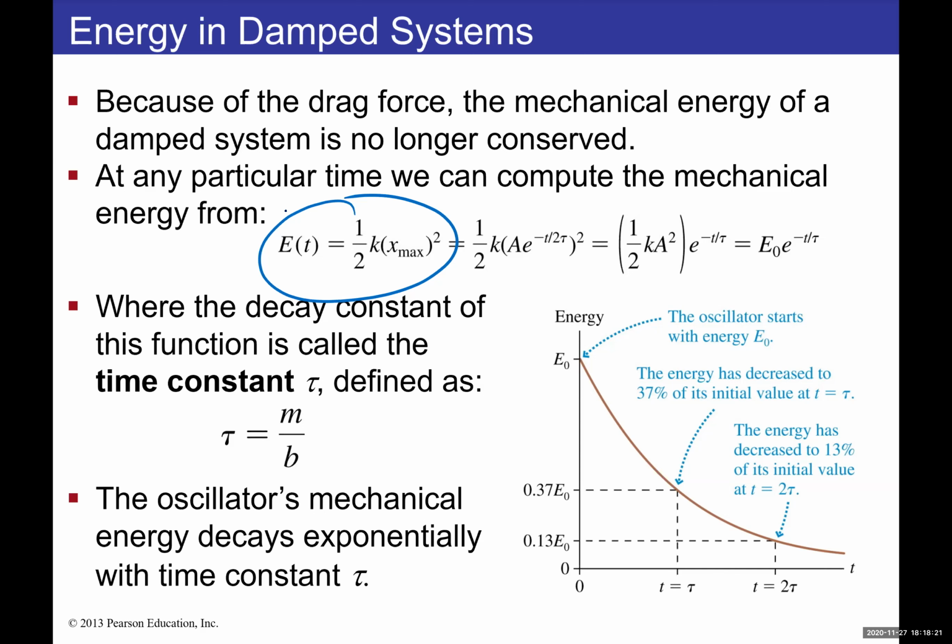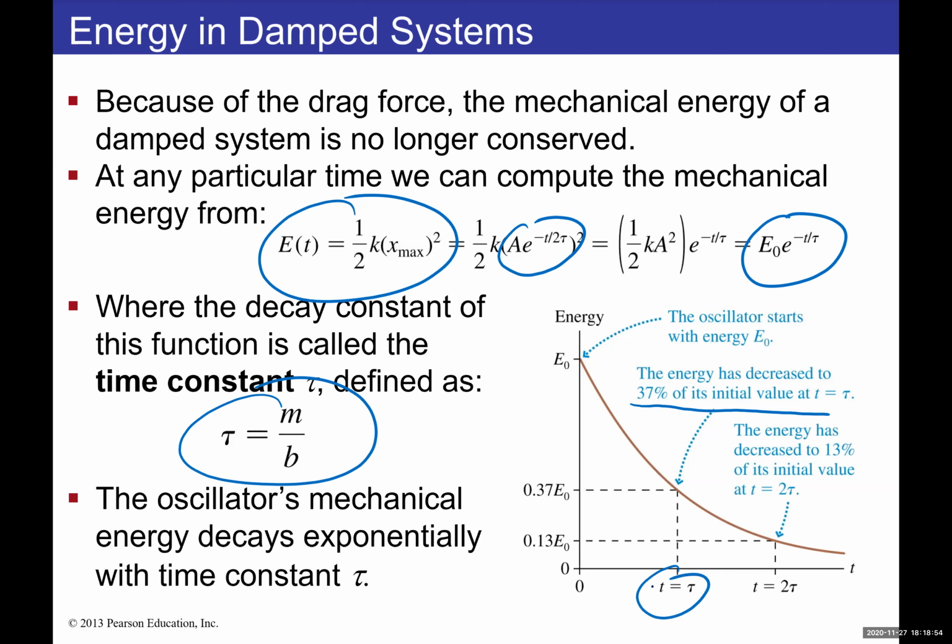E as a function of time equals 1/2 k x max squared. And because x max now has an exponential decay function in it, you basically end up with the original energy times e to the negative t over tau. This tau is known as the time constant. That means how long does it take for the system to decrease? You can see that energy has decreased to 37% of its initial value at t equals tau. That means there's a 63% decrease in energy in this time, so you only end up with 37% of the original energy.